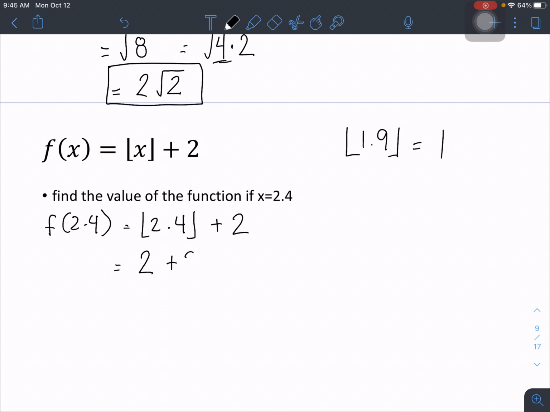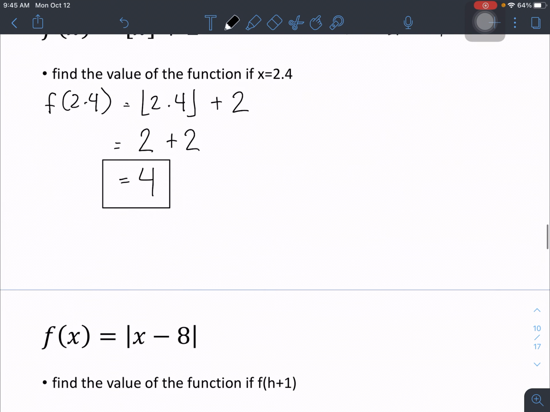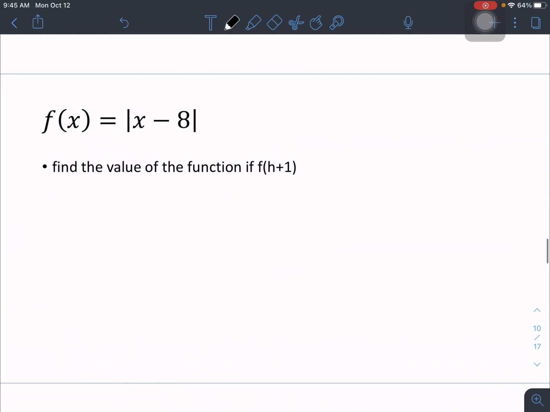So 2 plus 2 is equal to 4. Okay, hope that is clear. Next one. So find the value of the function f of h plus 1 given that the function f of x is equal to the absolute value of x minus 8.